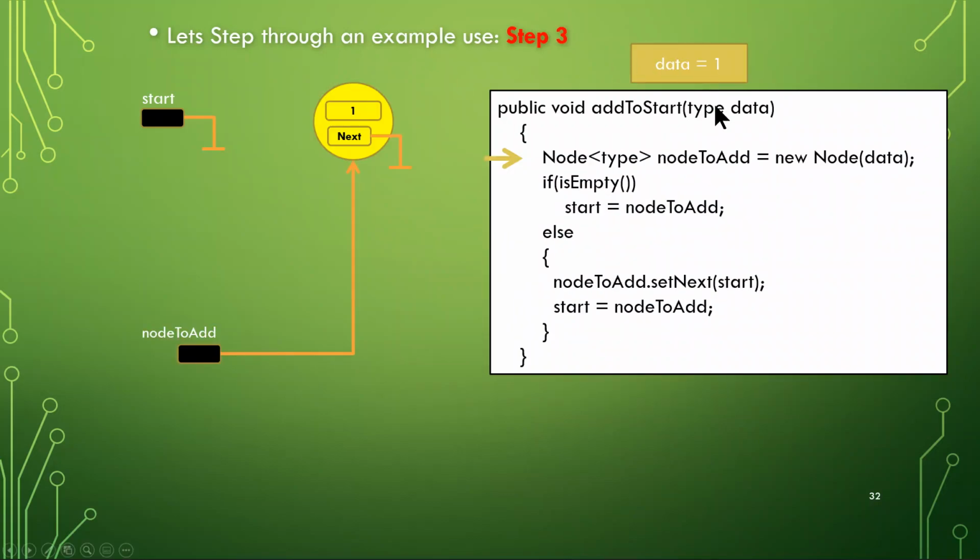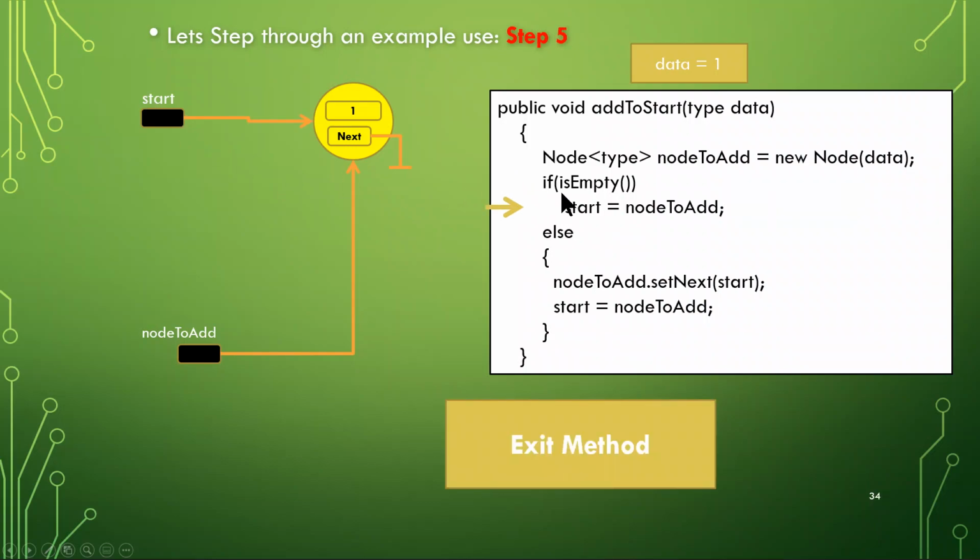This one will create your new node and put that number 1 in it. Check if the list is empty. Okay, start is null, so yes, this will actually go in here. Then start will equal this actual node right here. It'll finish, come down here, and exit out of the method. The node to add is a local variable, so it'll just disappear, and the start will still be there because it's an instance variable for the actual class.